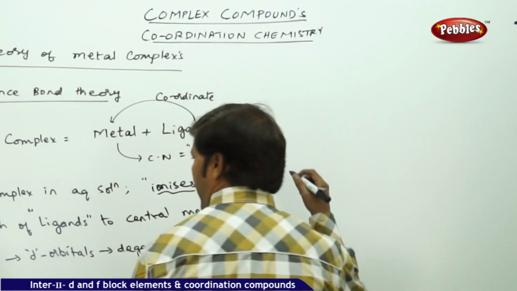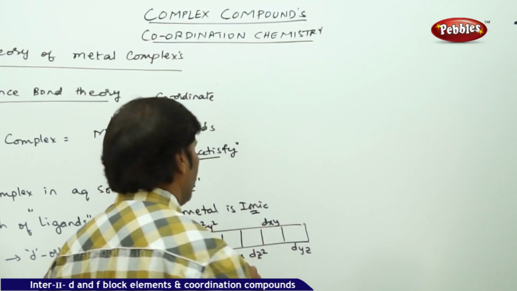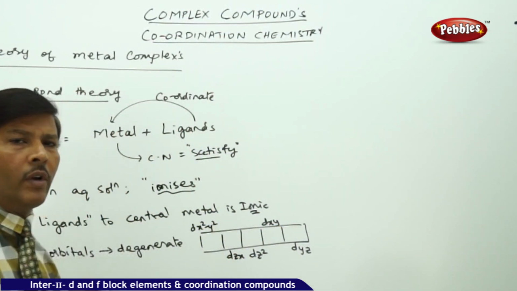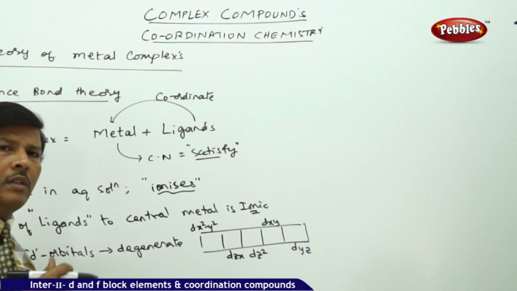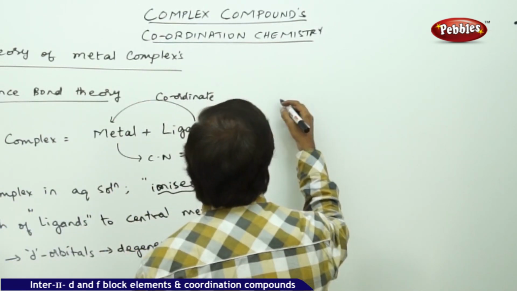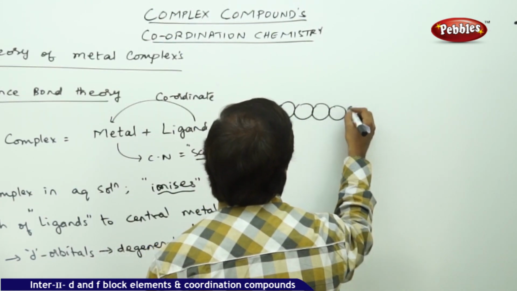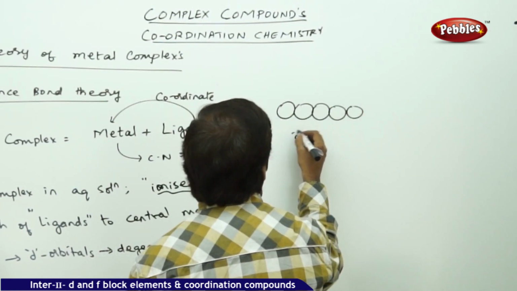But once the uniform plane of symmetry is not acquired by the attack of ligands on the metal, then the degeneracy is lost. So once the degeneracy is lost, you can take it like this: 1, 2, 3, 4, 5. These are the d orbitals.